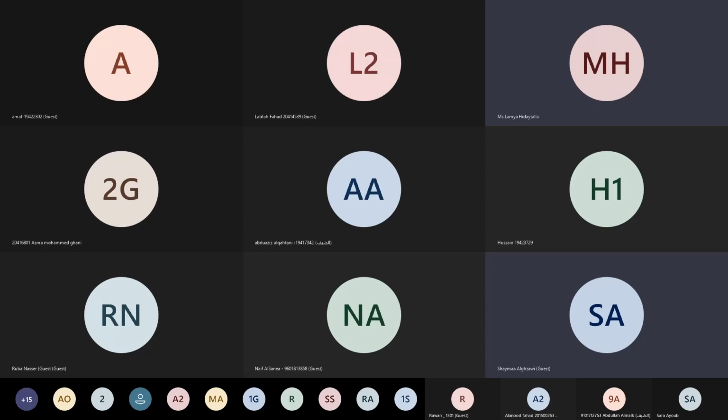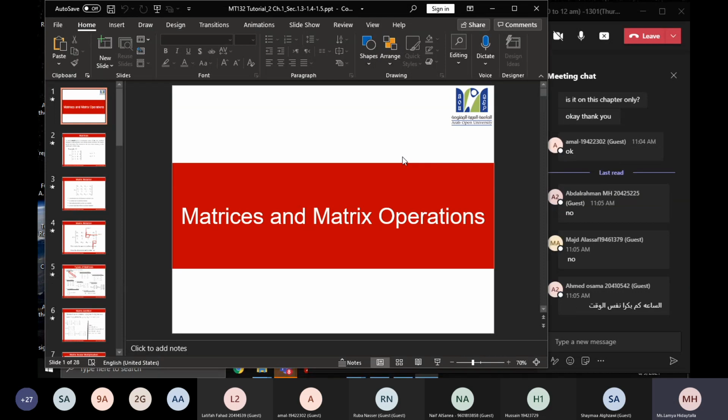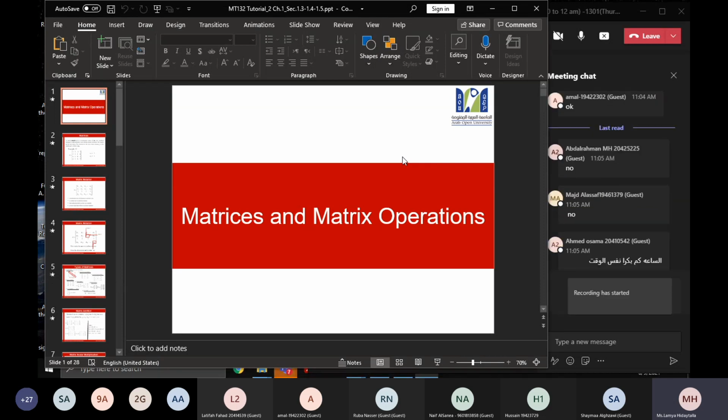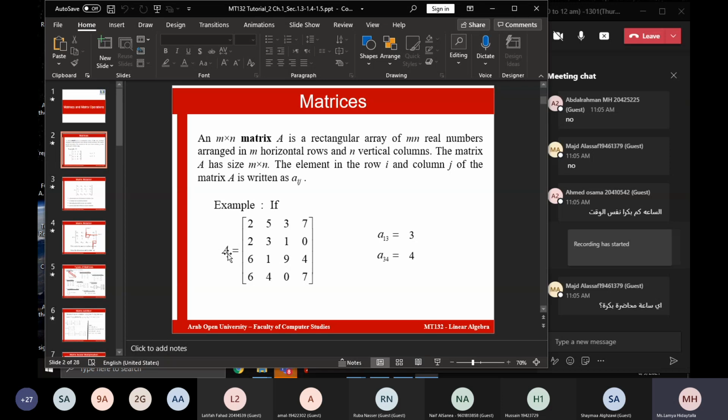Okay. Now we'll start the second PowerPoint, which is matrices and matrix operations. Before, we learned what a matrix is, which we said is a rectangular array, like that, and we arrange our data inside this matrix.